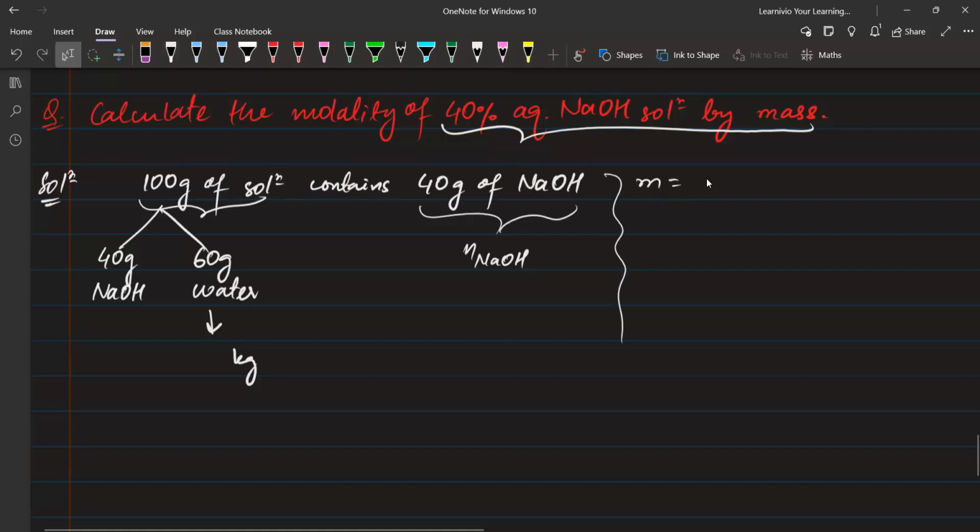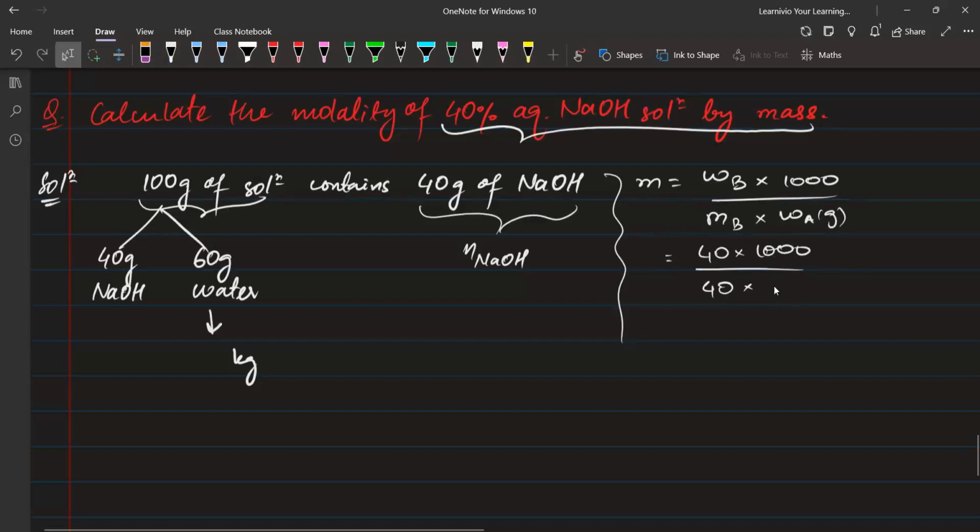So molality will be the mass of solute multiplied by 1000, divided by the molar mass of solute multiplied by the mass of solvent in grams. You can write this in this case. Okay. So mass of solute is 40 into 1000 divided by 40 into 60. So 100 upon 6 will be 16.666 moles per kg.